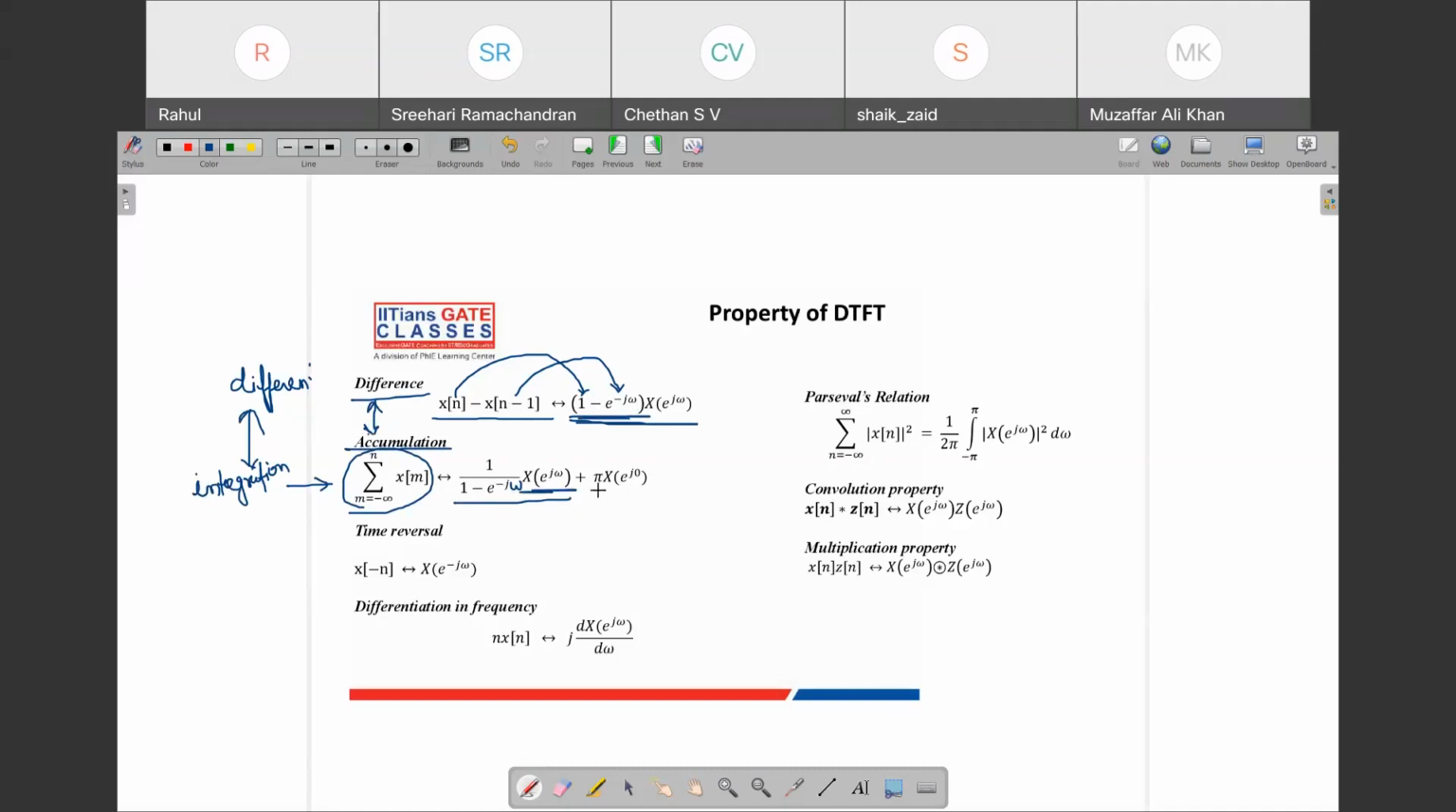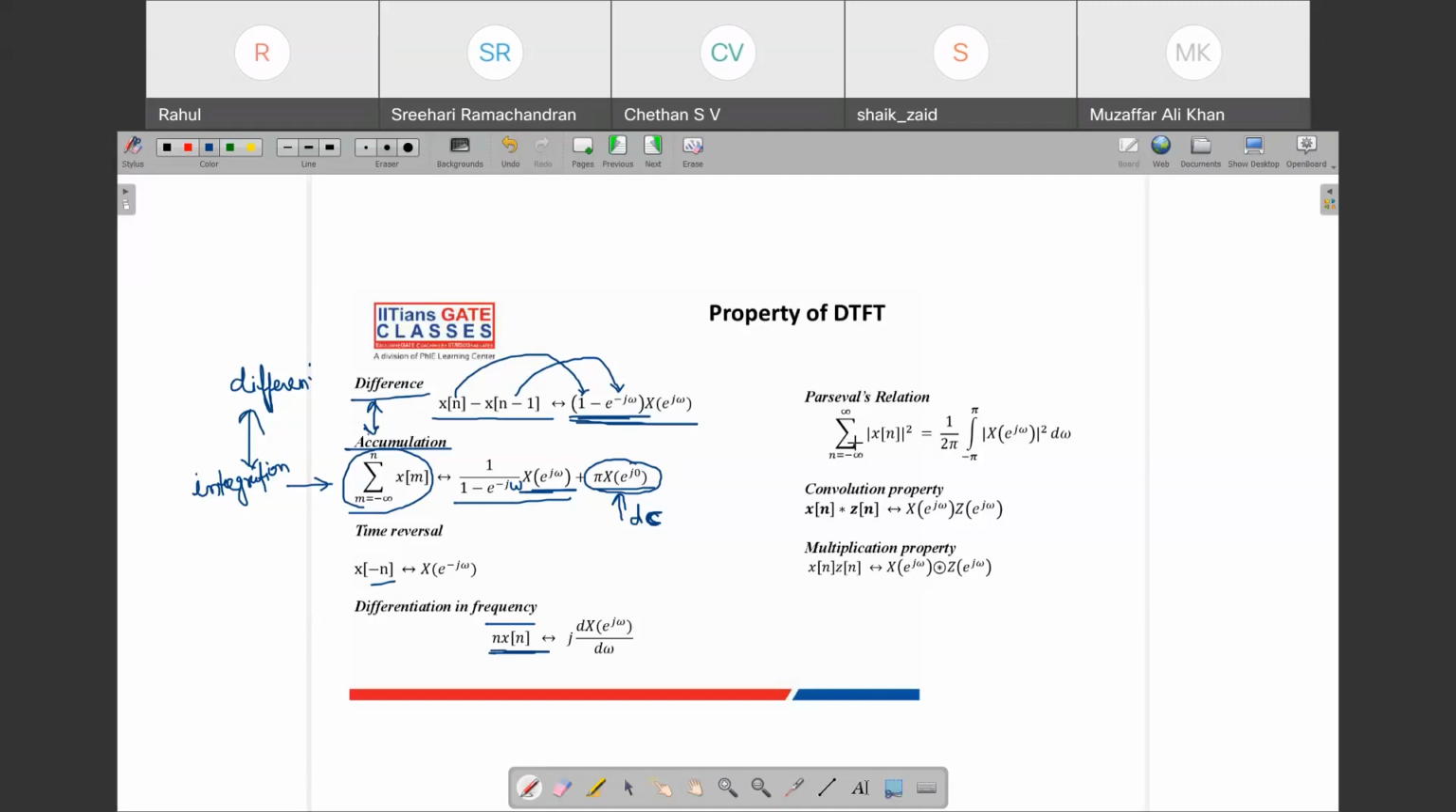Other than that, we will get some term which we call a DC term. We are getting this term because once you do the difference, some of the DC term will go away, but when you do the accumulation, it will come back. So to represent that, there is a DC term here. Next is the time reversal. When you do the time reversal, it will simply be the frequency reversal here. Differentiation in the frequency domain will result in the multiplication by n here.